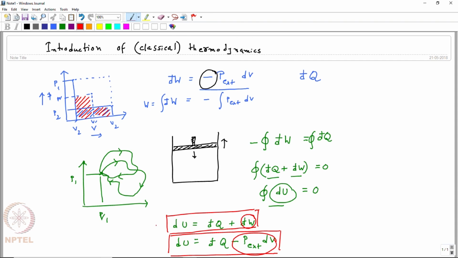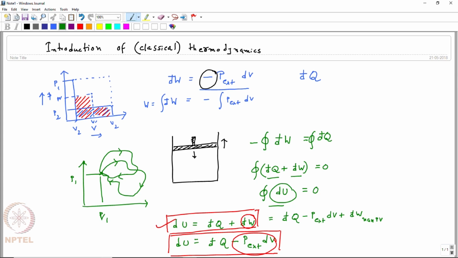Otherwise we have to use the original equation and write it in terms of pressure-volume work and non-pressure-volume work. Sometimes we write it as đq plus minus p external dV, that's the pressure-volume work, plus đw, which is the non-PV work. So that way also we could have written the first law.